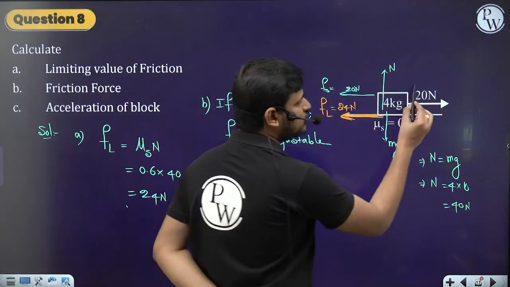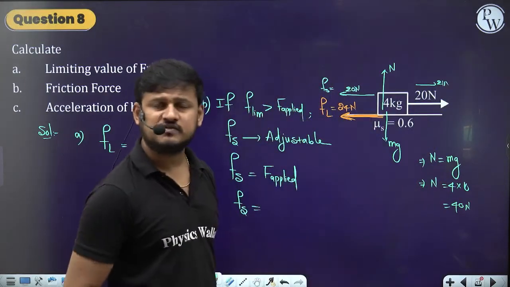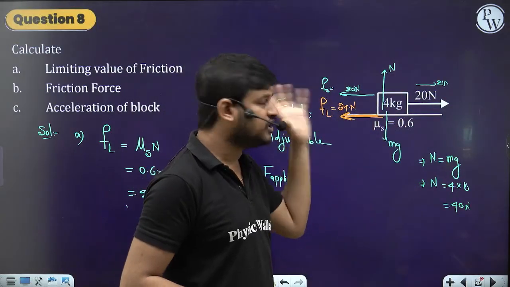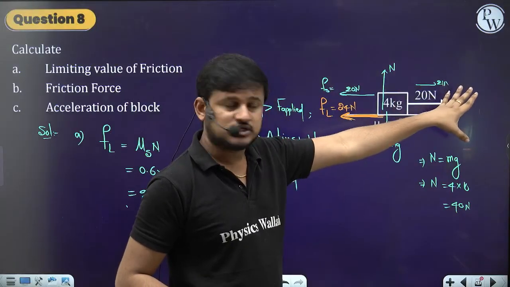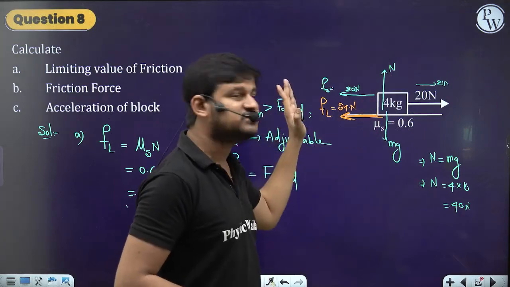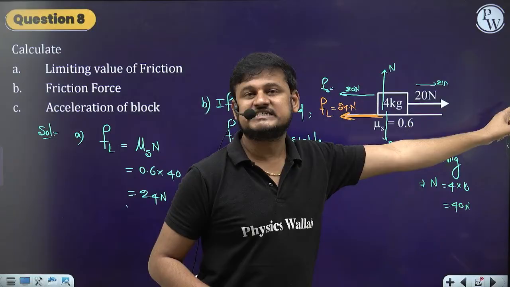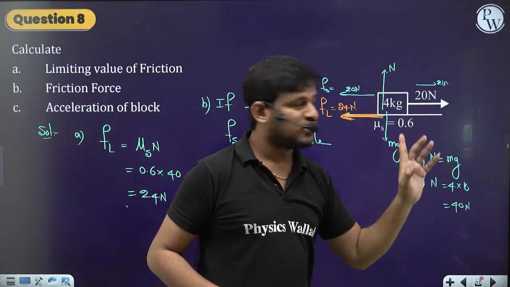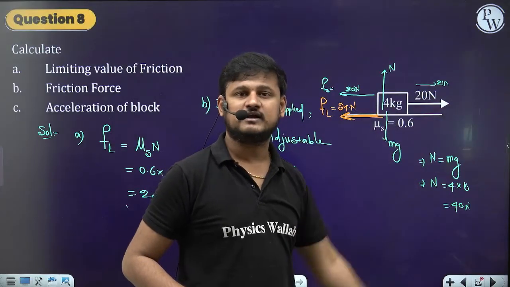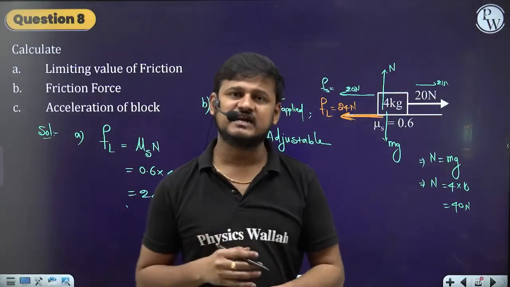Let's suppose you applied 21 newtons here. Then the static friction becomes 21. If you applied 22 newtons, the static friction adjusts itself to 22. If you apply 23 newtons, the static friction adjusts itself to 23. If you apply 24, it adjusts itself to 24. If you apply 25, then the object starts accelerating to the right, because the maximum value is 24 only. You are applying 25, so it moves to the right. Then kinetic friction comes into the role. Understanding when the static friction and when the kinetic friction?